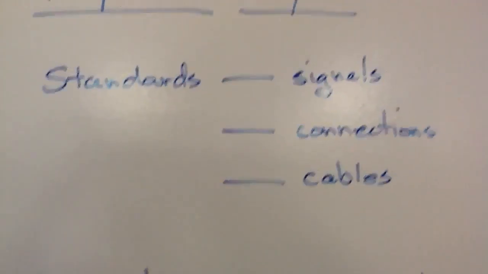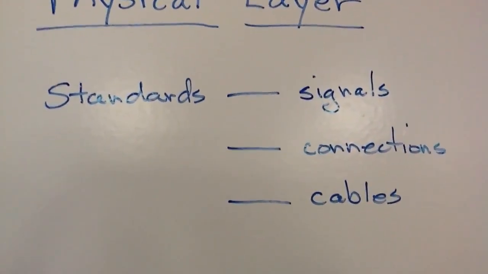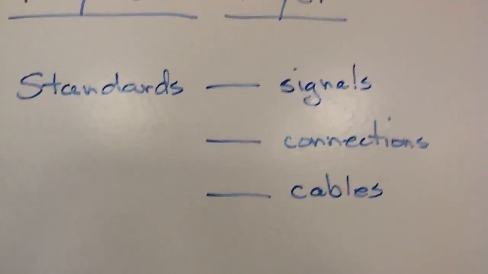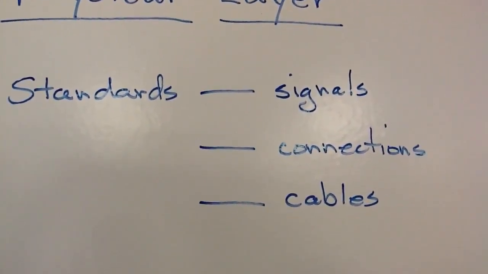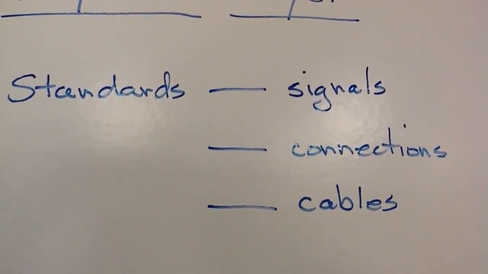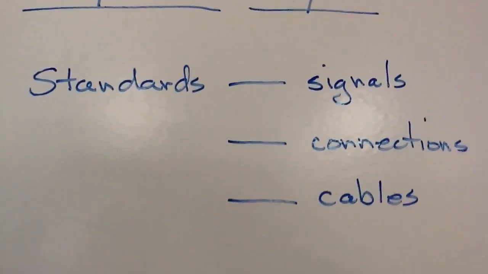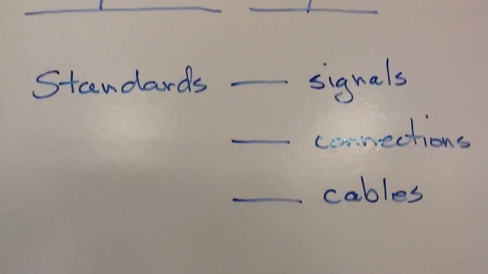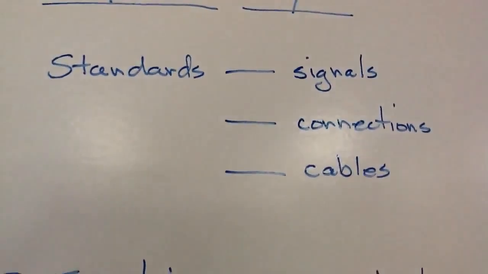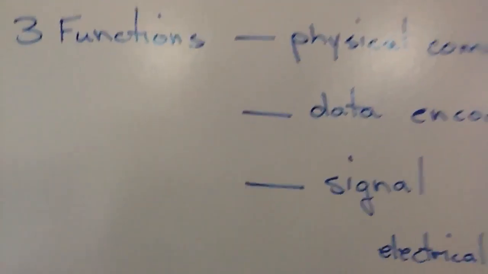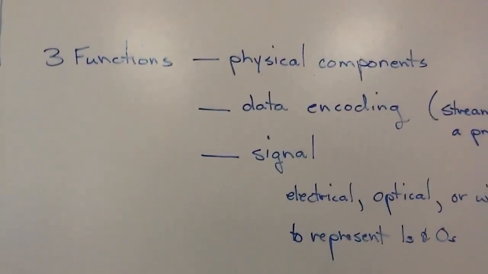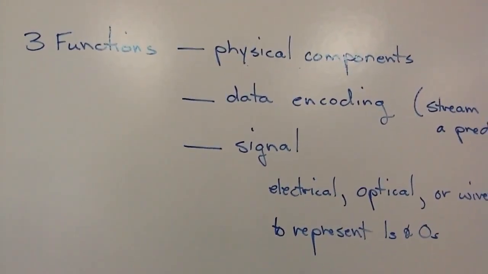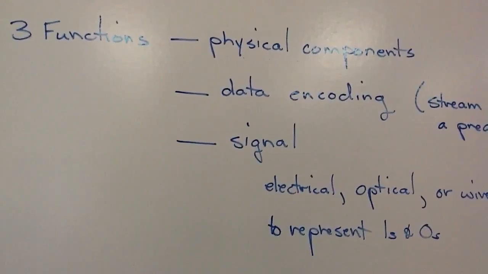So we have some standards for the physical layer. We've got signals, connections, and cables. How are we going to signal it, how are we going to make the connections, and what kind of cables we're going to use. And we actually had some fiber optic cables out and so forth. I'll try to show those on Friday again. Three major functions. Making sure the physical components connect.